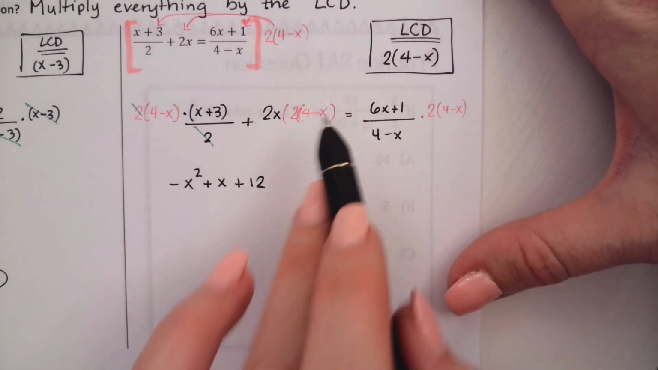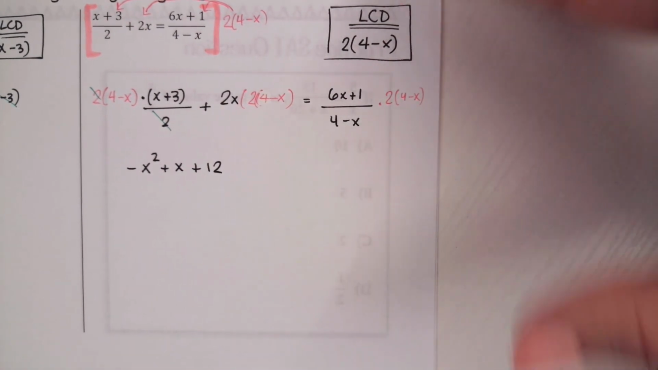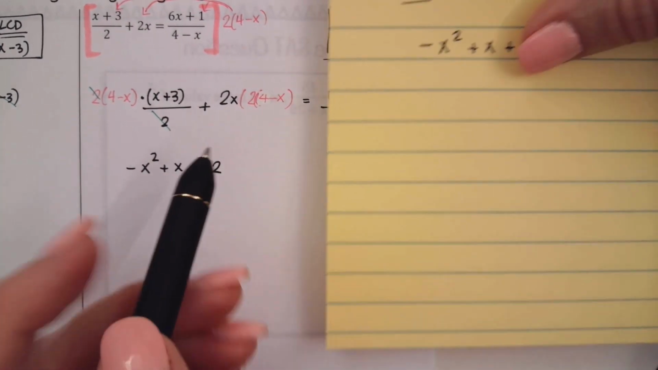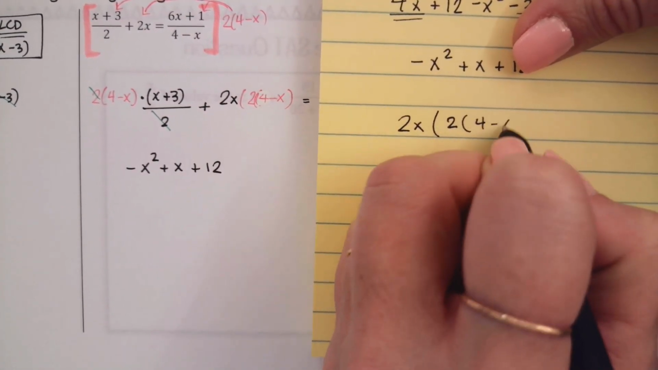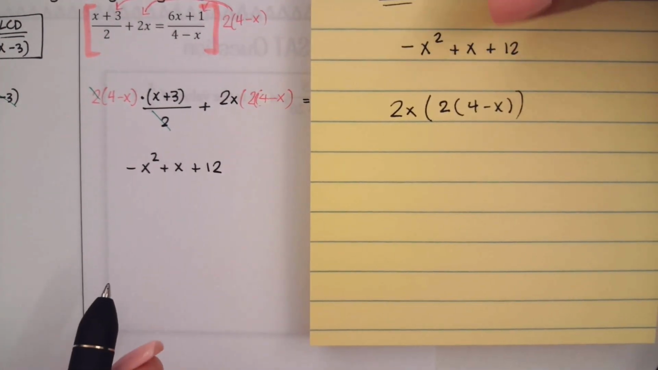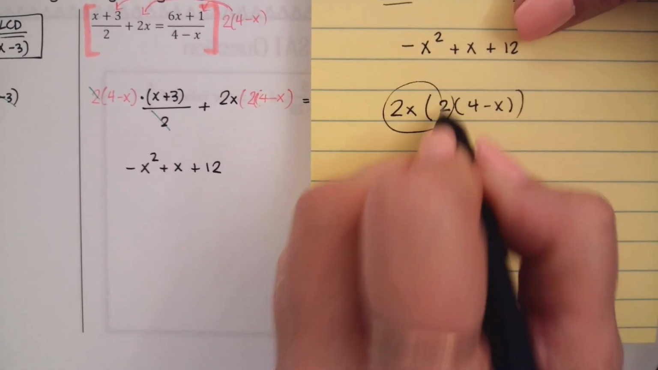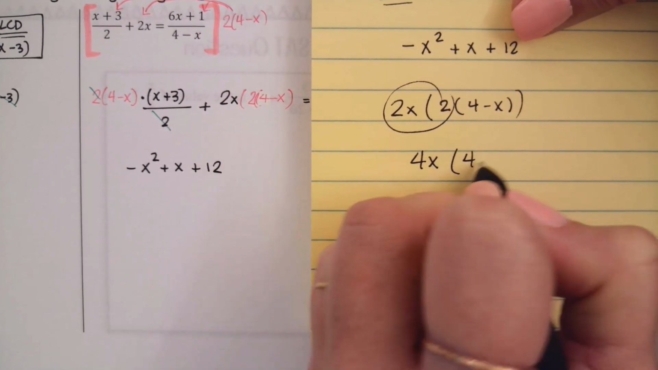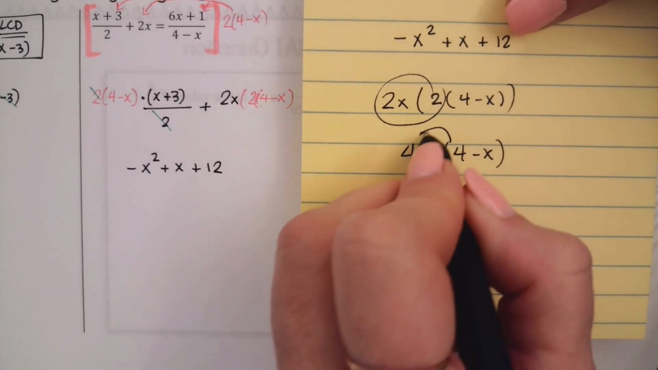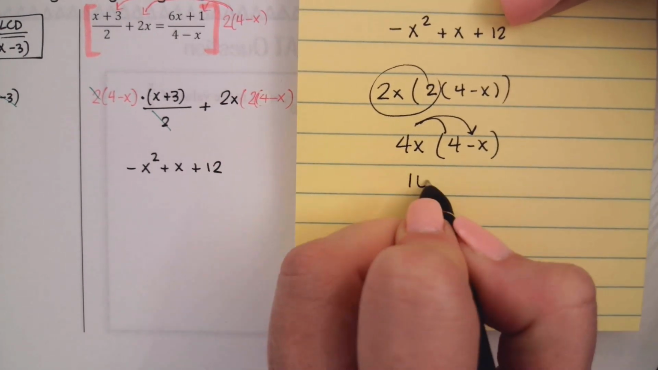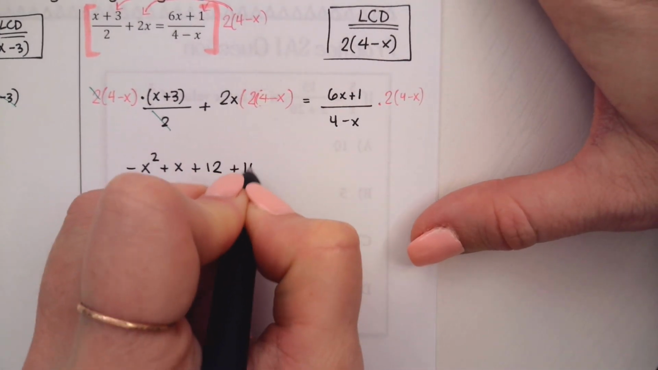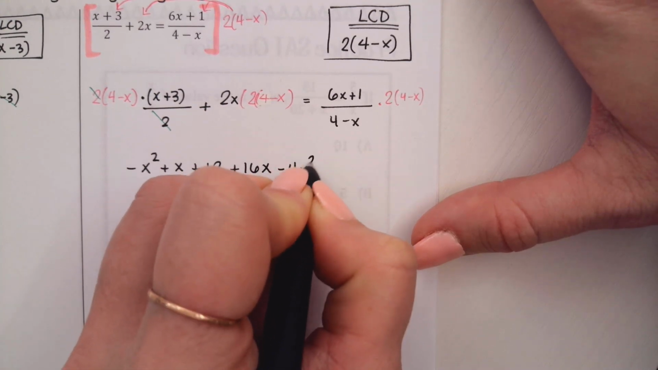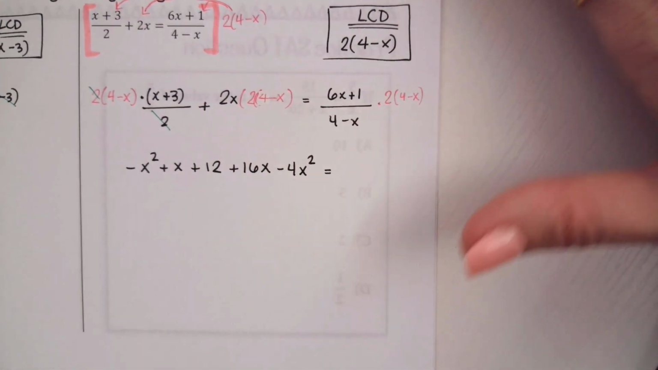Okay, for the second one, does anything simplify? No, nothing simplifies. So we just have a 2x times a 2 times a 4 minus x. So a 2x times a 2 times a 4 minus x would become 4x times 4 minus x. And then if you distribute that, you would get 16x minus 4x squared. So we'll have plus 16x minus 4x squared equals, and then what about on the right side?